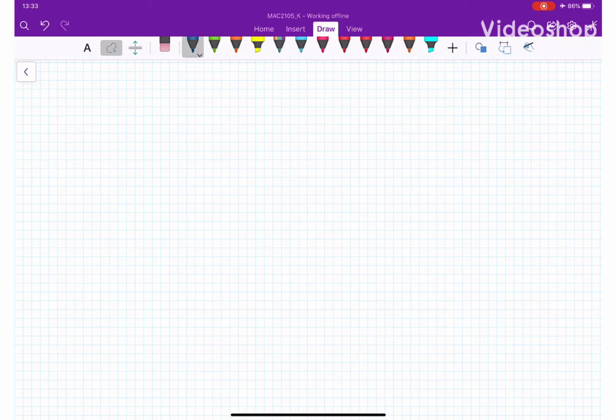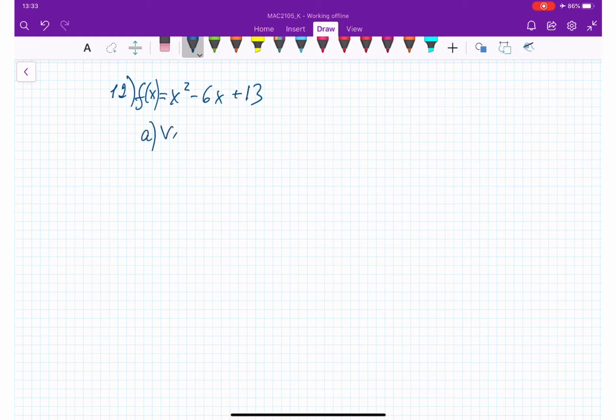Okay, so we are solving here question number 12. All right. f of x equals... All right. So question number 1, A. We need to find the vertex. So before we find the vertex, let me explain something to you.